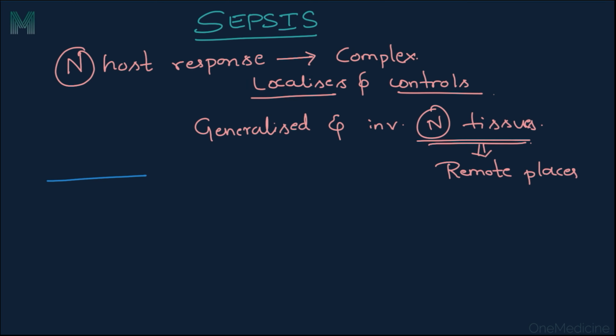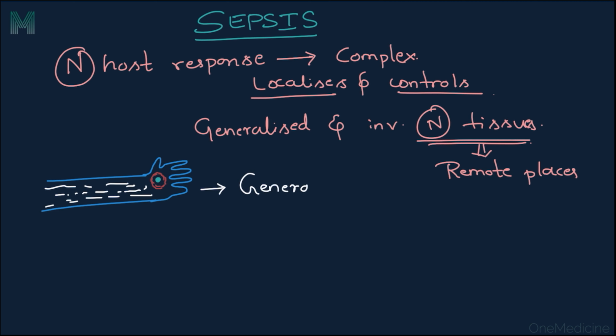For example, if a patient's hand has a small infection, a small wound there, ideally the body's response would be to limit the bacterial invasion to that place itself. But if the response spills over to the other parts of the body, including the whole hand as well as other parts, then that would result in what is called a generalized response and invasion of normal tissues.